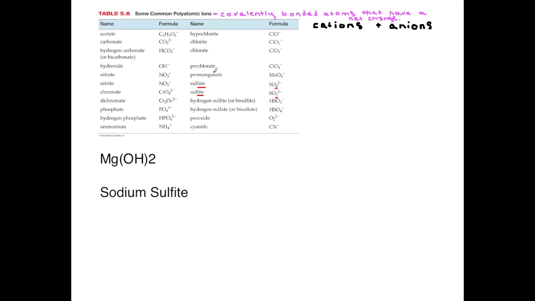The other thing for you to know, if you see a per in front of the ATE ending, that means it has one more oxygen, 4, than just the ATE by itself. So for example, chlorate has only 3 oxygens, perchlorate has 4 oxygens. As far as the net charge is concerned, if you have a specific type of polyatomic ion and you're just adding oxygens, it doesn't actually change the charge. So for example, hypochlorite, chlorite, chlorate, perchlorate, they all have the same charge.